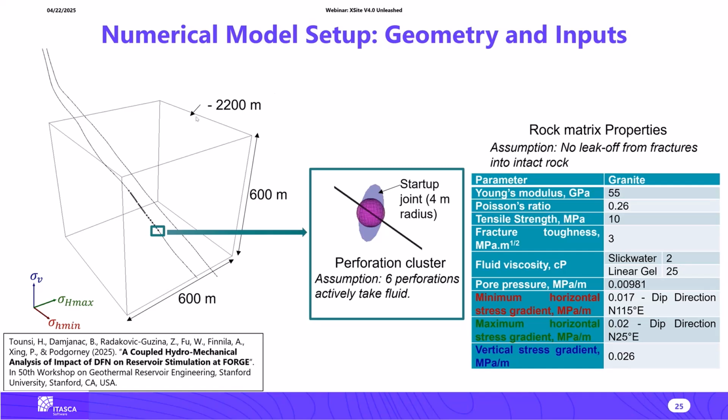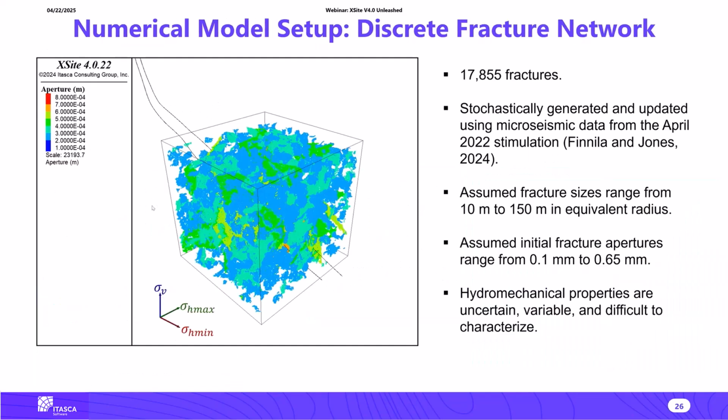So you can see that this model that is used for simulation of hydraulic fracture propagation on a scale of reservoir is a cube with 600 meters edge length. In this model, we explicitly include almost 18,000 fractures, which are illustrated in this plot. On the Forge project, those fractures, or discrete fracture network, are stochastically generated based on data obtained from mapping the borehole logs and using some information from the microseismic data recorded during some of the initial stimulation stages. In this model, the fracture size varies between 100 and 150 meters.